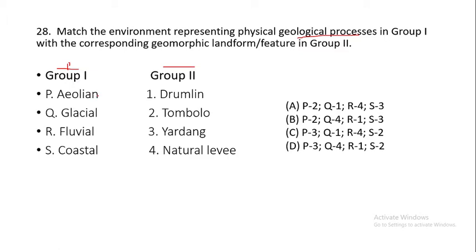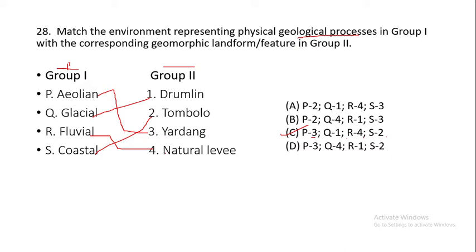So the aeolian form, that is the first, is Yardang, that we know. Then glacial, which is very common: drumlins are formed by glacial processes. Then fluvial, it is natural levees. And finally coastal, it is tombolos. Okay, so it will be 3, 1, 4, 2. Yes, it is 3, 1, 4, 2. This option C will be the answer. 3, 1, 4, 2.